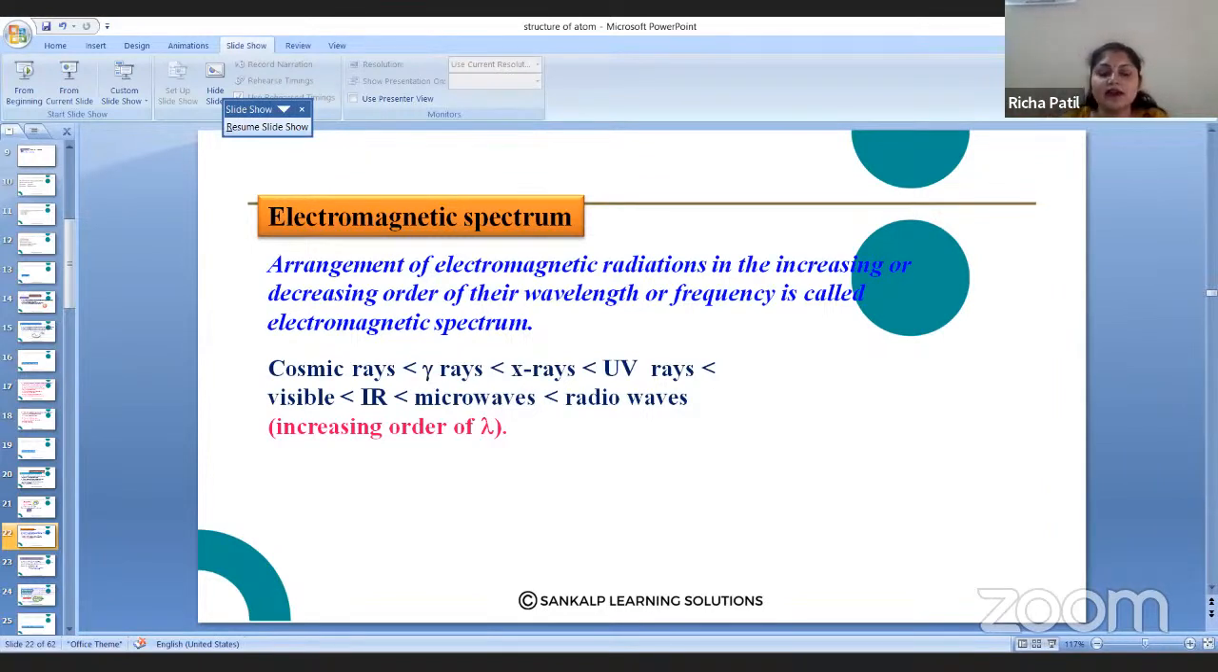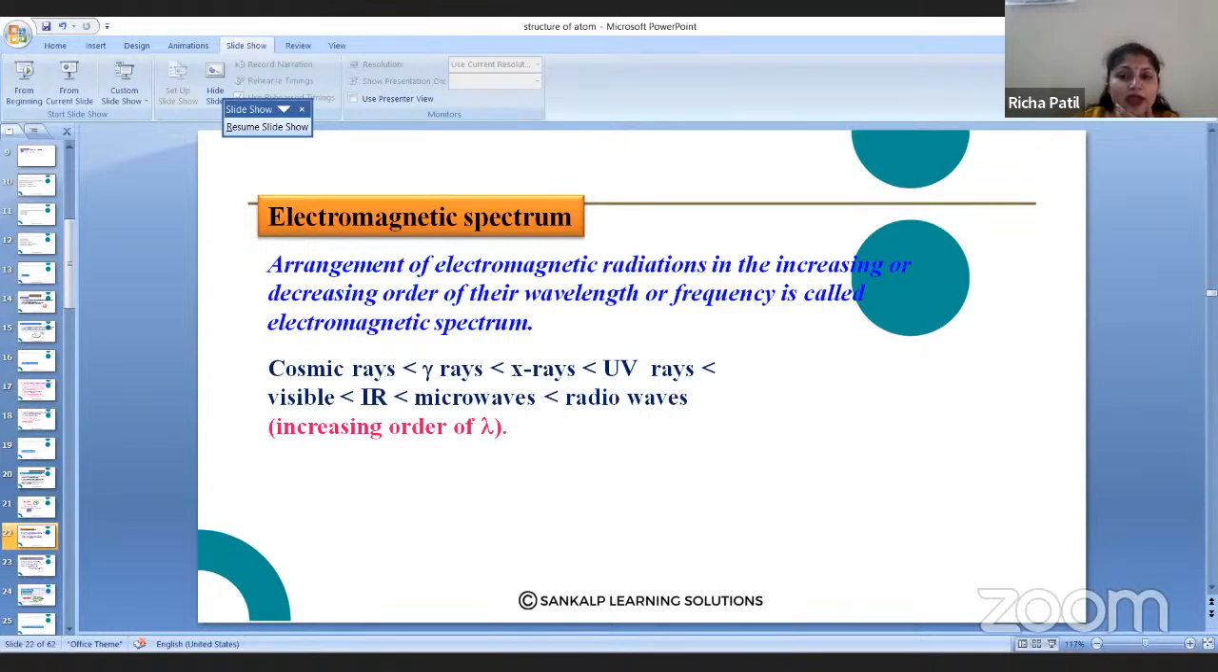The particle nature of electromagnetic radiation explains two important concepts. First is black body radiation. What do you mean by black body? A body which emits and absorbs all types of radiations is called a black body, and the radiation emitted by such a body is called black body radiation.